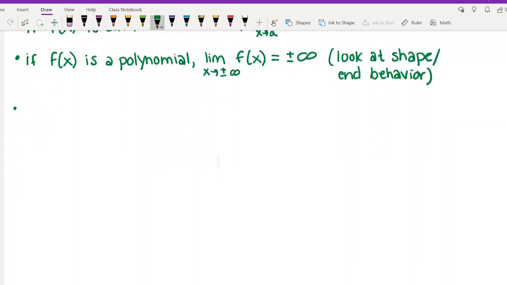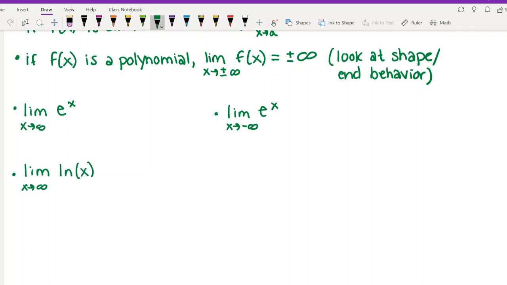So yeah, a couple more. For these ones, I want to draw a picture that will maybe help us. I'll write the next few down first and then we'll draw the picture. I want to talk about the limit as x approaches infinity of e to the x, the limit as x approaches negative infinity of e to the x, the limit as x approaches infinity of ln of x, and then the limit as x approaches 0 from the right, and we'll see why it's specifically from the right in a second, of ln of x.